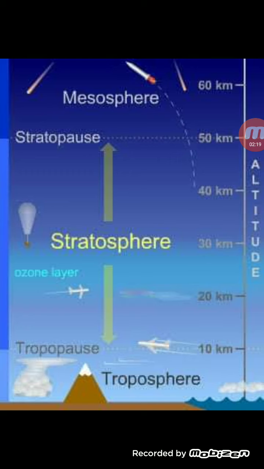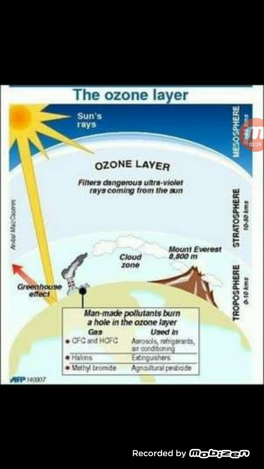There are no clouds here, no storms. These factors make it ideal for jet planes to fly. In the lower part of the stratosphere, between the altitude of 15 to 30 km, there is a thin layer of gas, ozone. Ozone plays a very important role in absorbing harmful ultraviolet rays.